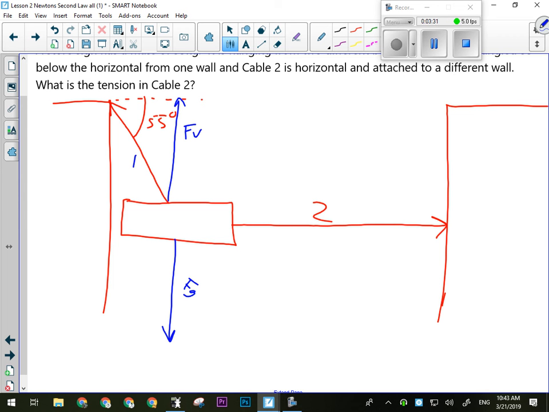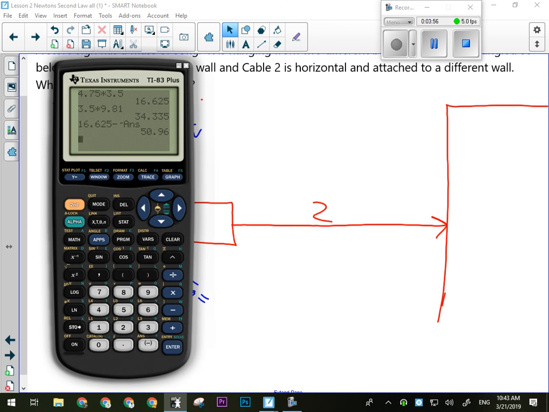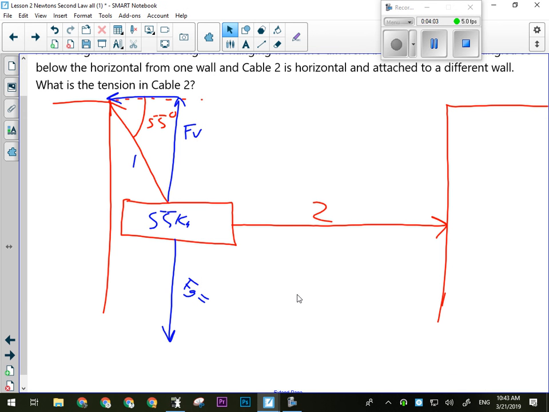Why is this cable pulling this way? It's counteracting this cable. So this cable and this cable must also be the same. Now I don't know what this cable is, but at least I can figure out what gravity is. Everybody all right with that? So I'm going to figure out what gravity is, and this is 55 kilograms here. So we're going to go 55 times 9.81. All right, so our force of gravity is 539.55 newtons.